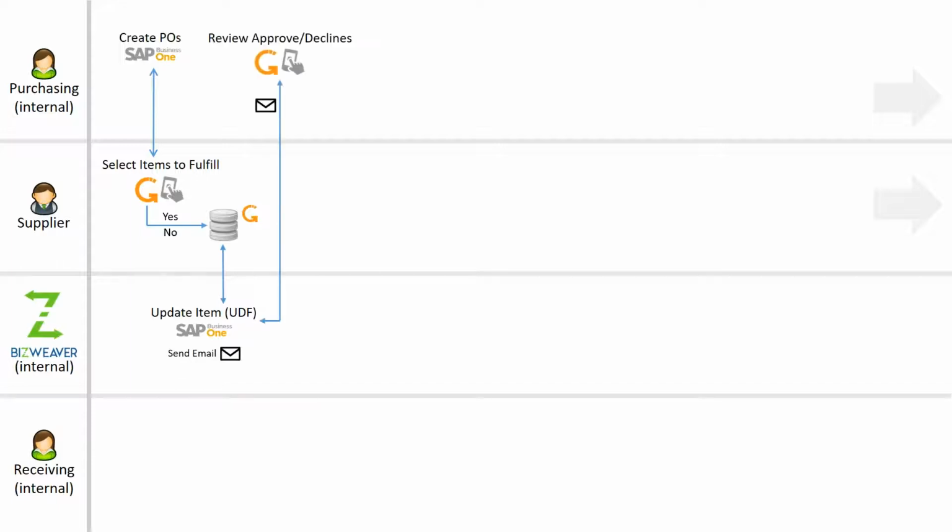It also sends an email, which is received by purchasing internally, and purchasing can then log into Versago and review these approves and declines, and then take the necessary action. The supplier can also then go in and look at all the items that they approved in Versago that they have an intention to ship, and decide how they want to organize those items and select them for being placed into shipments. And that gets recorded in the Versago database.